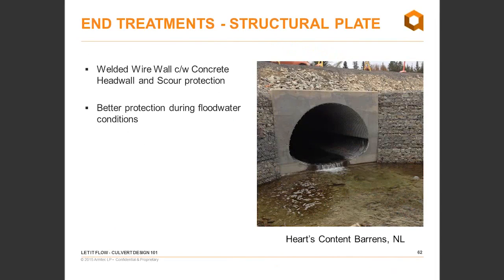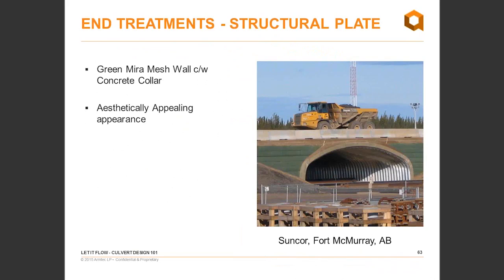Then you have the welded wire wall in conjunction with the concrete head wall. This one adds great scour protection. When this job was finished, a safety rail was put along the top of it as well. As you can see in the picture, the rock face gives it a nice appearance. This project was in my earlier slides; it was the one with the polymer coated inverts and galvanized cover plates of the multi-plate.